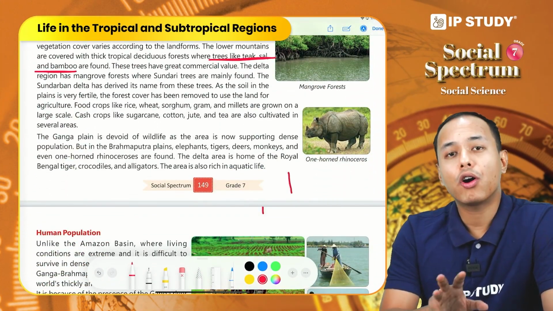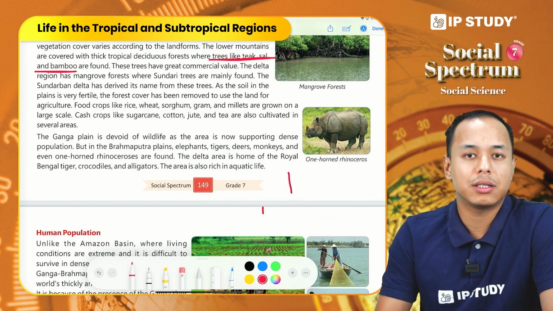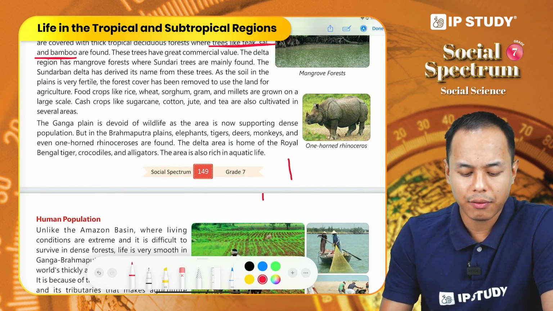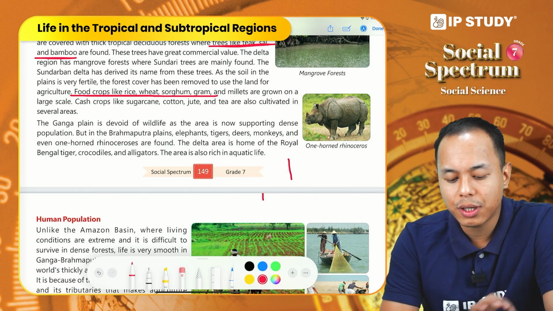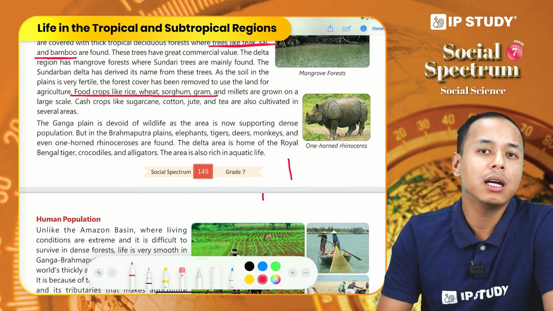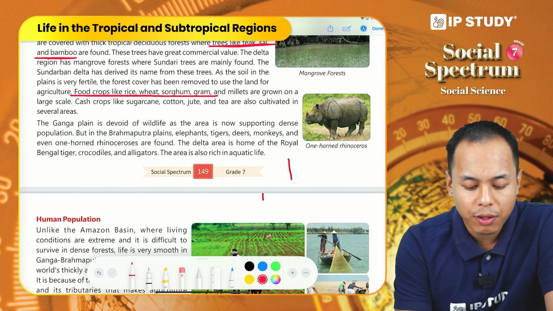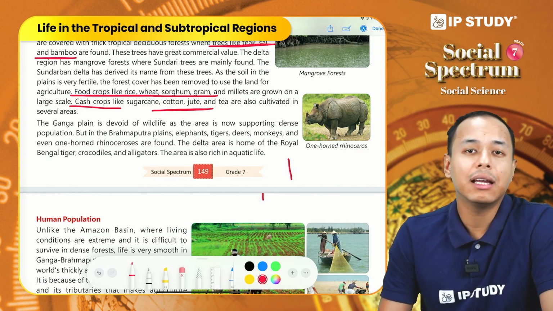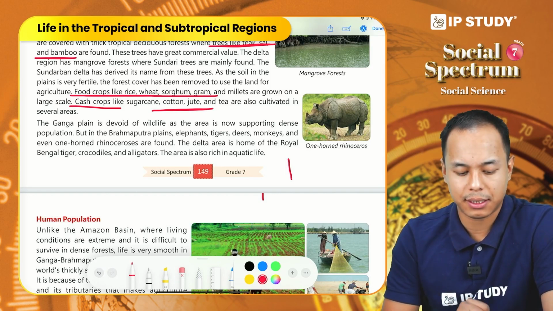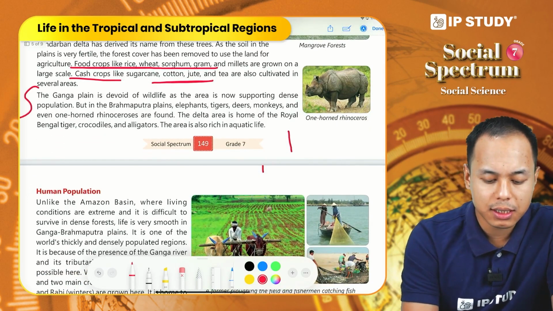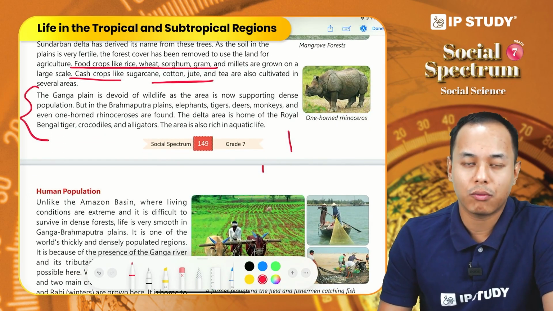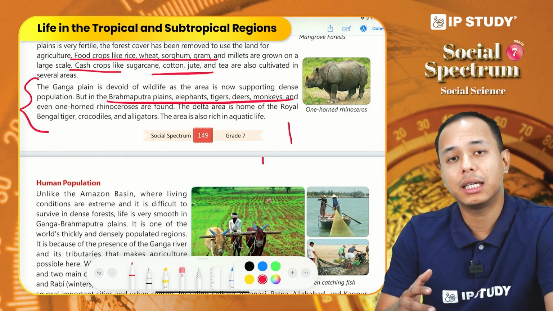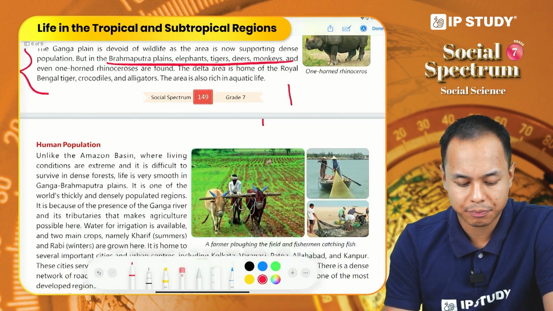Okay. When we talk about the agriculture in this region, food crops and cash crops both are cultivated here. When we talk about food crops, rice, wheat, sorghum, grams and millets are cultivated. On the other hand, when we talk about the cash crops, sugarcane, cotton, jute and tea are cultivated in this basin. Okay, we have already discussed the fauna of this region, the wildlife, elephants, tiger, deer, monkeys, which I have already discussed.